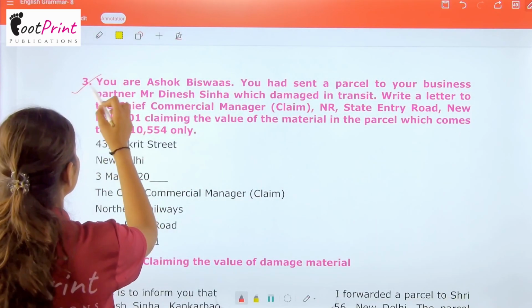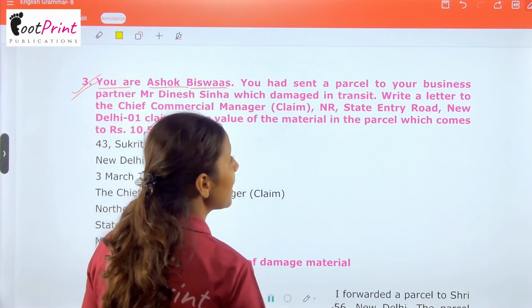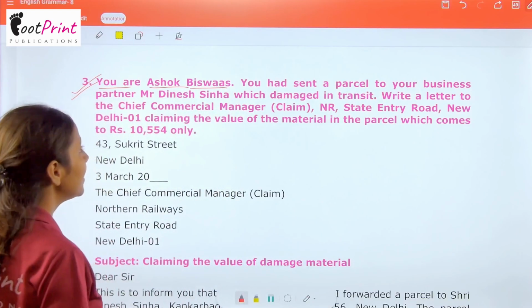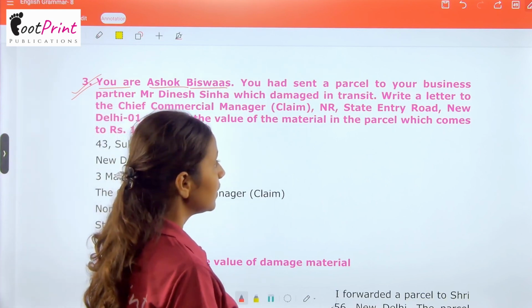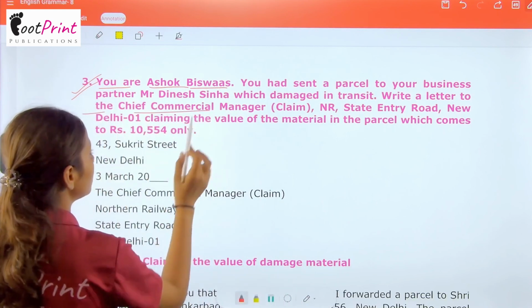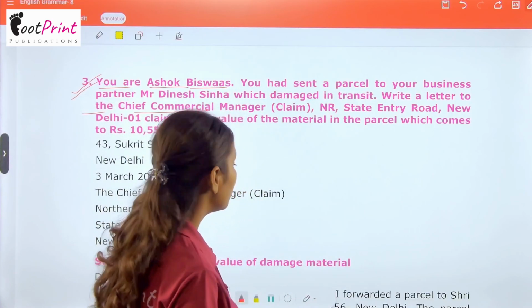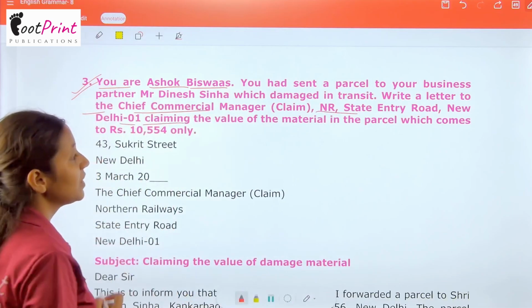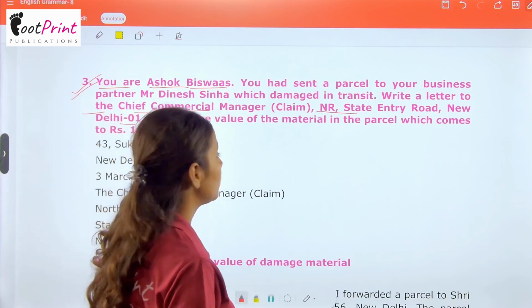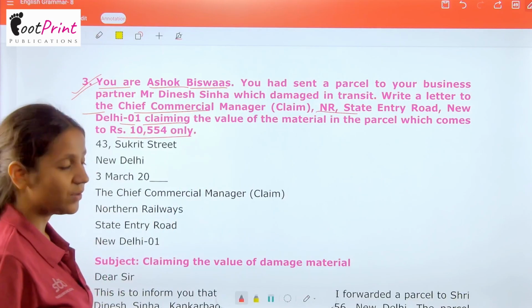Now, third, you are Ashok Biswas. You had sent a parcel to your business partner, Mr. Dinesh Sinha, which was damaged in transit. Write a letter to the Chief Commercial Manager, Claims, NR, State Entry Road, again this is our address, New Delhi 01, claiming the value of the material in the parcel which comes to rupees 10,554 only.